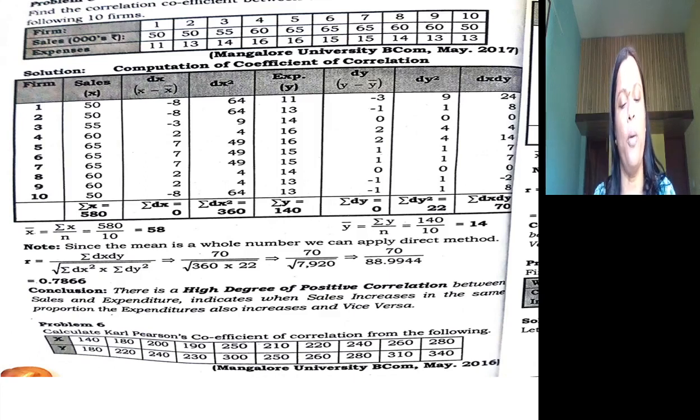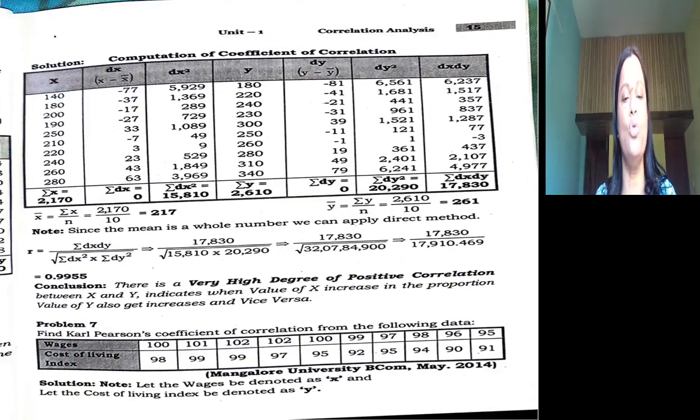Now look at the fourth problem. The fourth problem says that we have to calculate the Pearson correlation coefficient from the following data. They have given values of variable x as well as values of variable y. Just like what we did in the third problem, you just look at this. The sum of the values of variable x is 2170 divided by 10, which is 217. The sum of values of variable y is 2610 divided by 10.